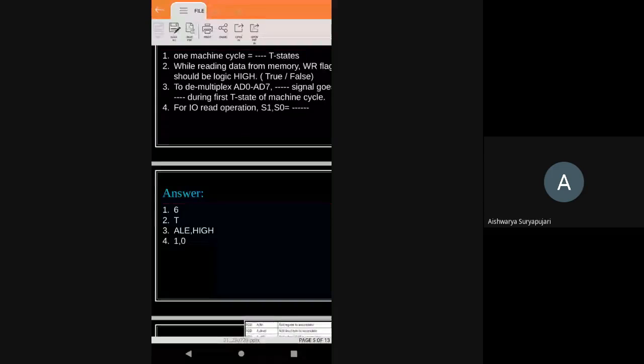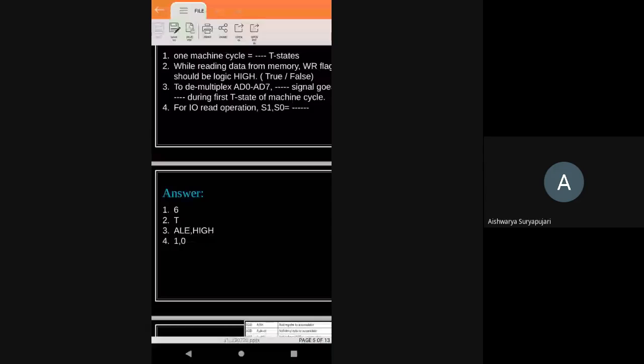The third one, that is to demultiplex 80 to 87, ALE signal goes high. ALE signal goes high during first T state of machine cycle. Now you can remember the waveform, whatever we have seen in the last session. That is for the first cycle only that ALE signal went high. फक्त एका पहिल्या टी स्टेटला हा सिग्नल हाय झाला होता आणि त्याच वेळेस ऍड्रेस फेच केला होता.